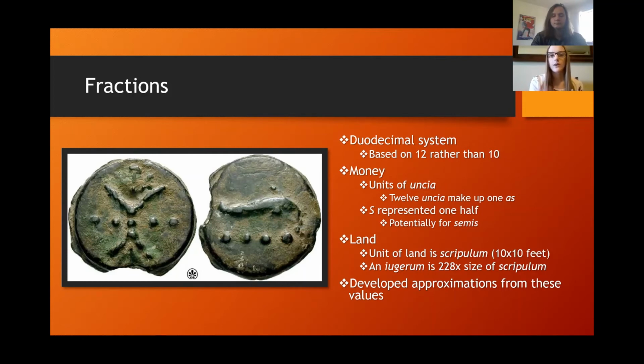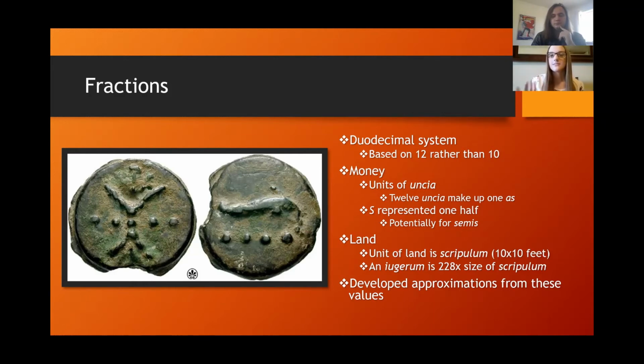So this coin on the right-hand side, if you were to turn the coin 90 degrees, looks like a little S. So that would be worth 6, and then the 4 dots are worth 1 each, so that would be worth 10. So this coin is worth 10.